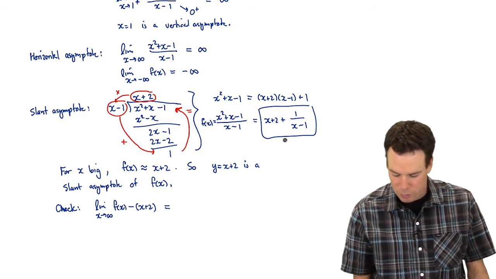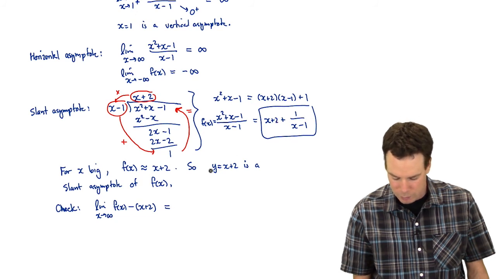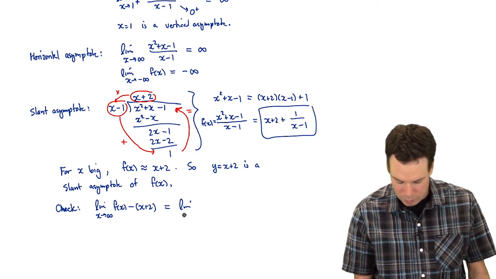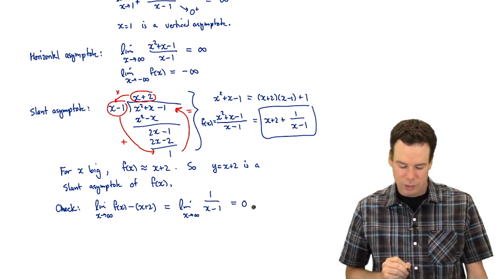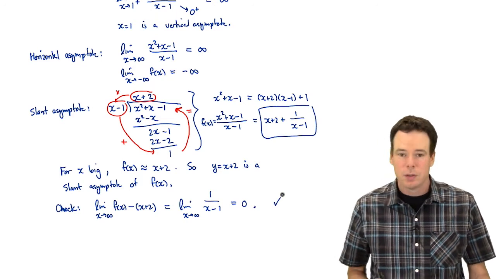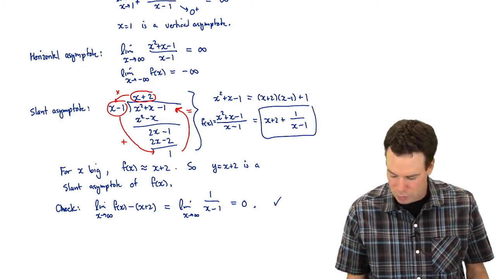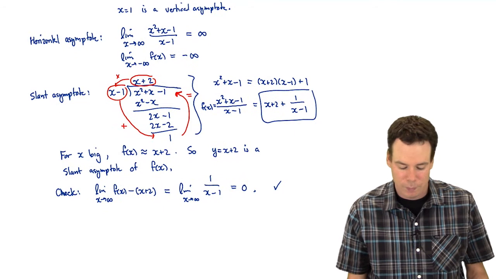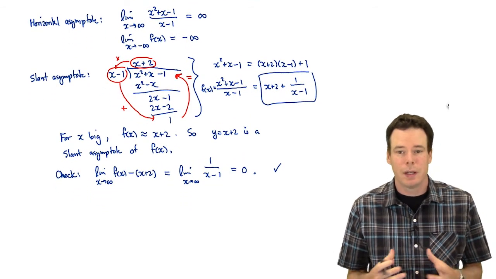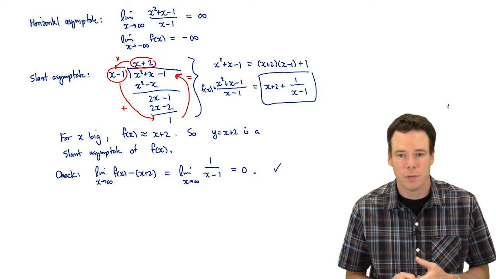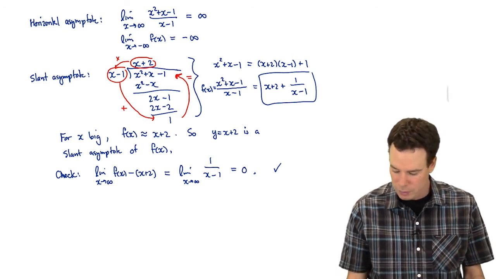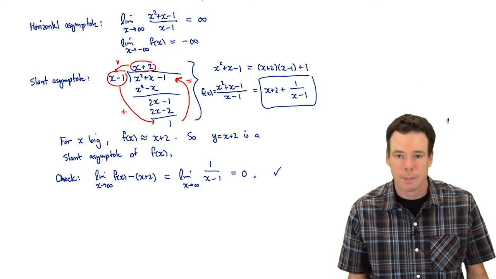If I look at my newly rewritten form of my function, I see that if I take x plus 2 away from my function, all I'm left with is this 1 over x minus 1, which clearly goes to 0 as x goes to infinity. So y equals x plus 2 is our slant asymptote. So that's one way to get at our slant asymptote, in the case of these rational functions: do long division and work out the details and see what happens, as we've done here.